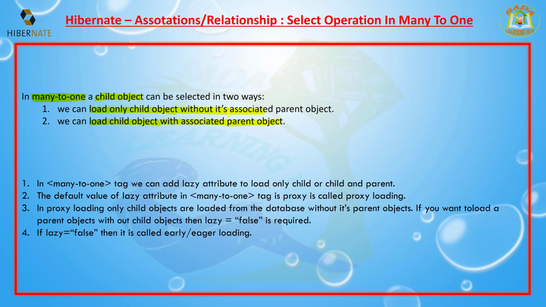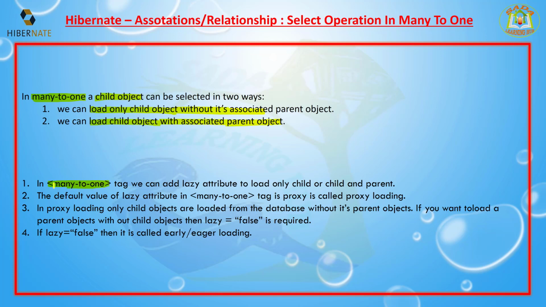So there is with the associated parent object, and without the associated parent object. If you want the parent object, we can load it, or if you don't want the parent object, you don't load it. There are two different ways to load a child object in the many-to-one relationship. In the many-to-one tag, we can add a lazy attribute to load only child, or child and parent.